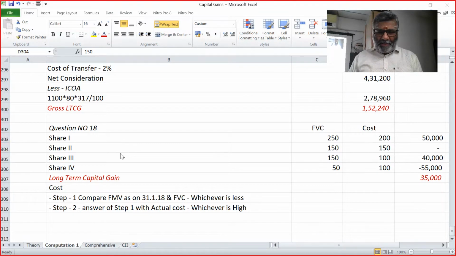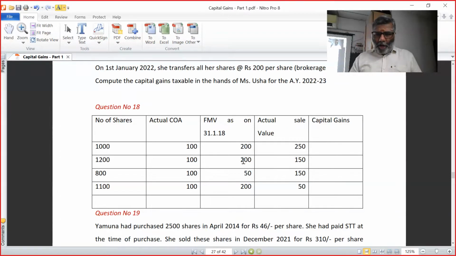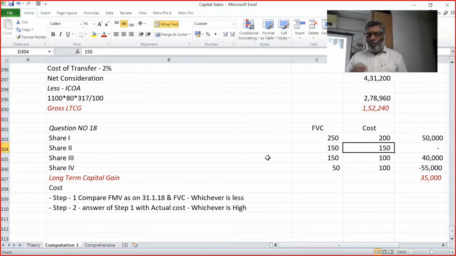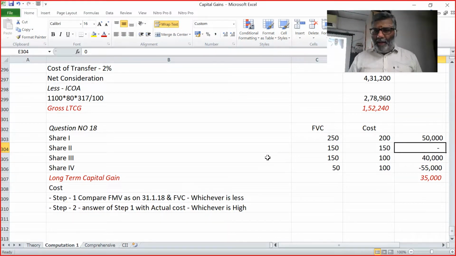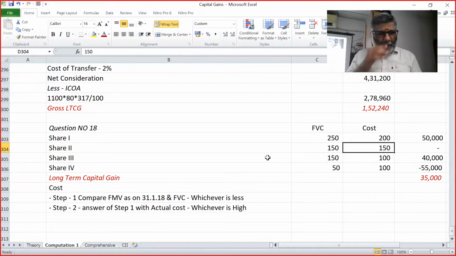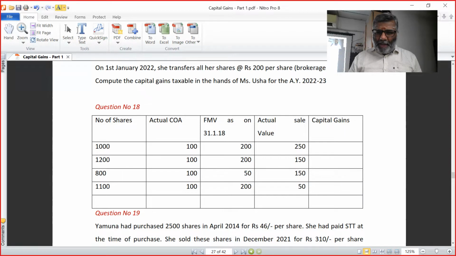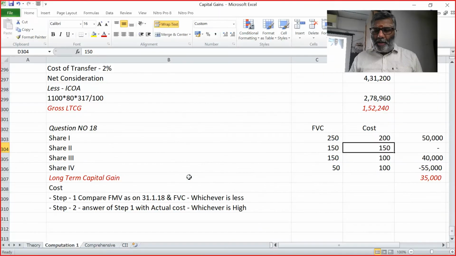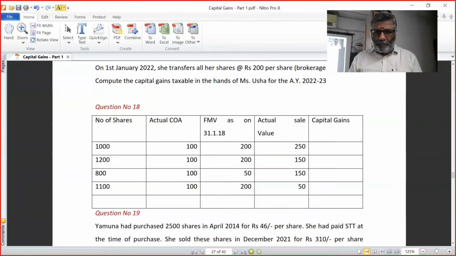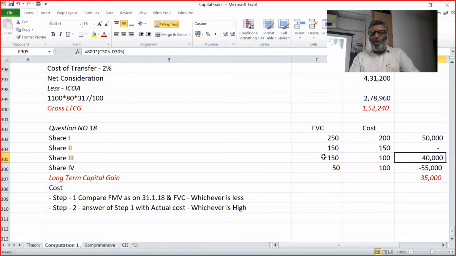In the second case, my sale value is 150, my cost 200 or 150, whichever is less, that answer with 100, whichever is high, so I get 150. My capital gains becomes nil there. Third case, 50 is my sale value, 50 or 150, whichever is less, that answer with actual cost, so 100 becomes higher. Sorry, 150 becomes the sale value, so 50 into 800 shares, 40,000 becomes the capital gain.